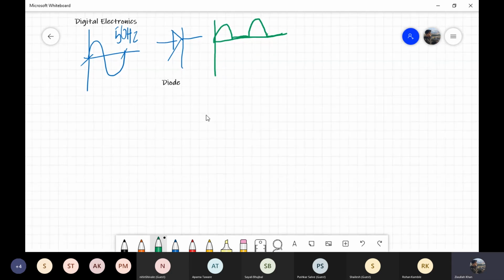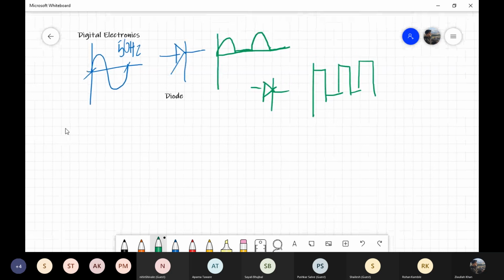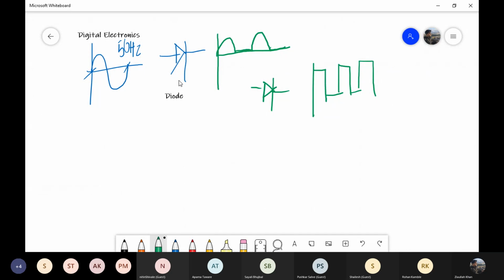Using these devices, we generate a series of ones and zeros. If we put it through complex circuitry of diodes and capacitors, we can convert it to a more stable digital signal. And these digital signals are a little easier to work with when it comes to computers. Okay, so this is the first part of digital electronics that we should understand.